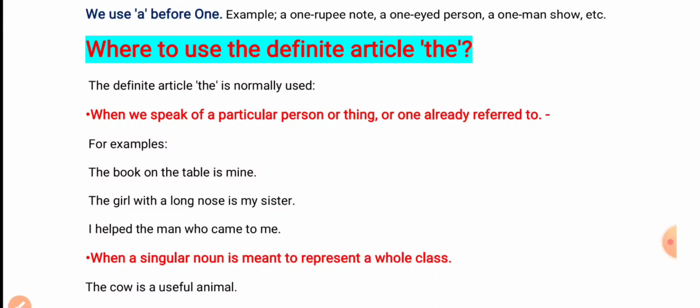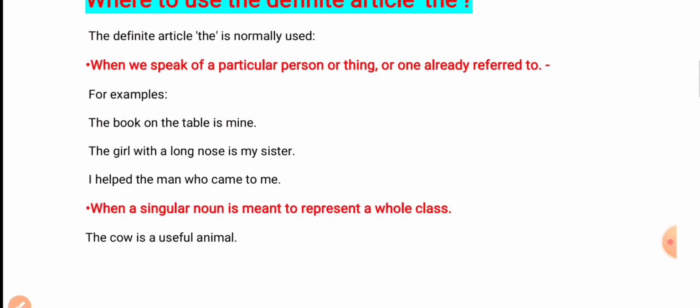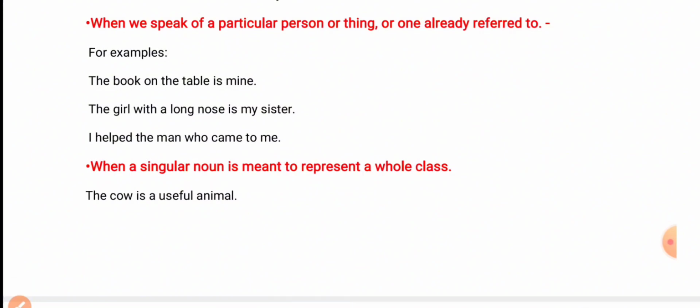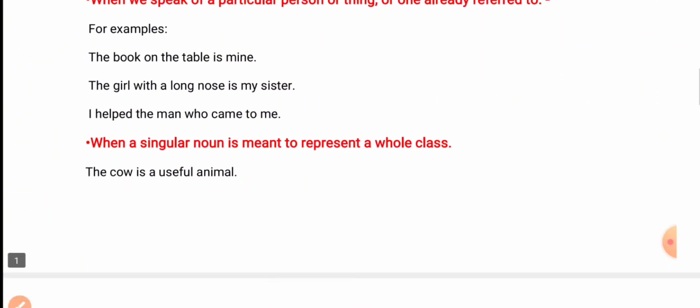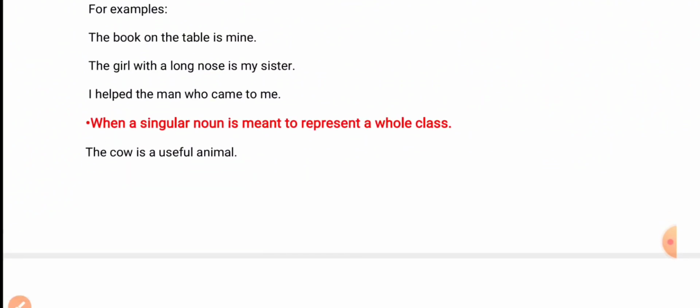For example: the book on the table is mine. The girl with the long nose is my sister. I helped the man who came to me. It means I helped the same man, the man who came to me. Only the particular man.